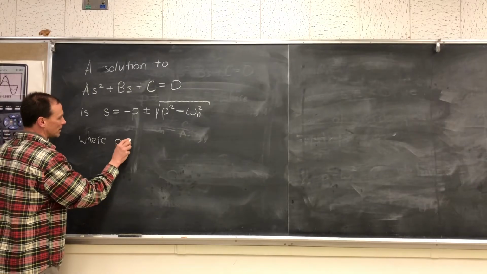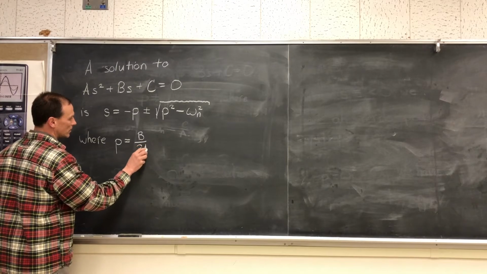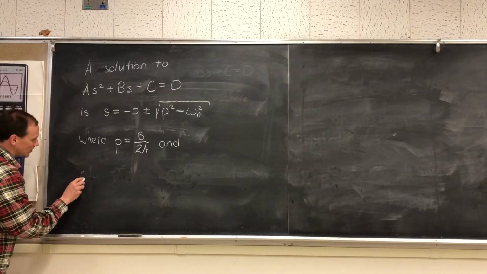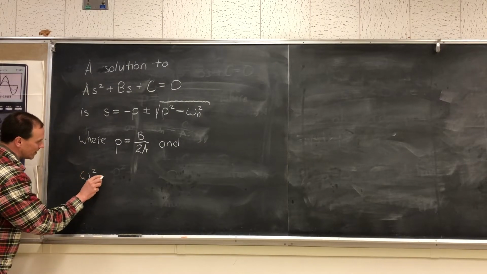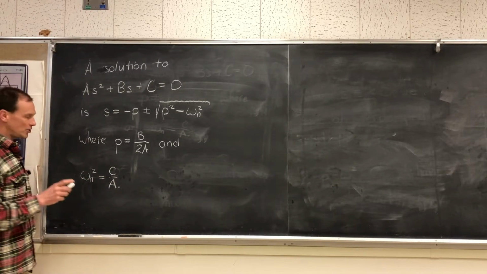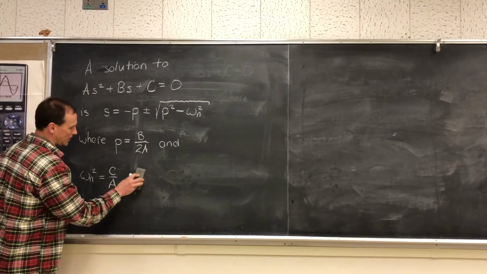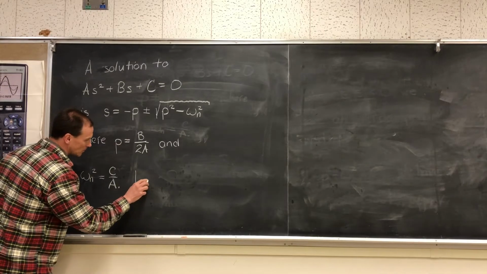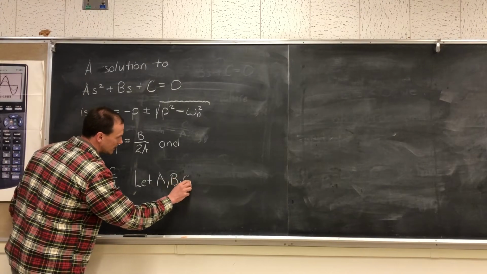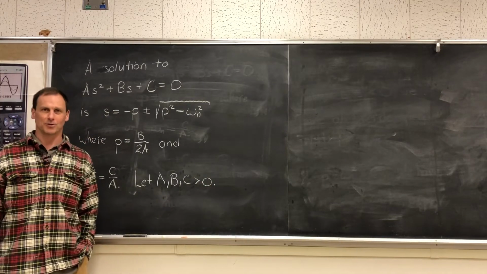p was b over 2a, and omega natural squared is c over a. And also, just for clarity, let's write it this way. Let a, b, and c all be positive numbers. That'll help us as we describe our solutions in a bit.